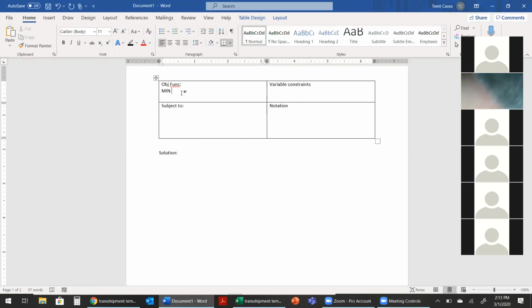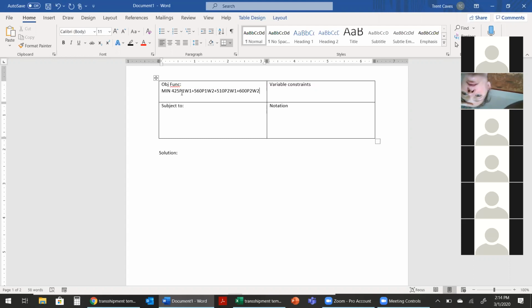So our first shipping cost is $425 from plant 1 to warehouse 1, plus $560 from plant 1 to warehouse 2, plus $510 from plant 2 to warehouse 1, plus $600 for plant 2 to warehouse 2.